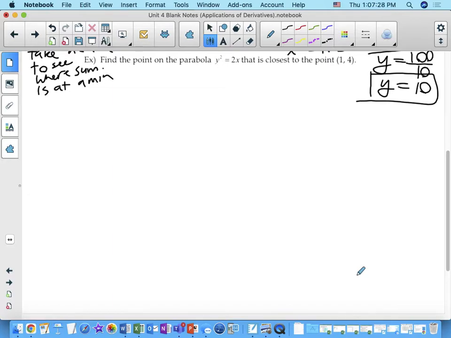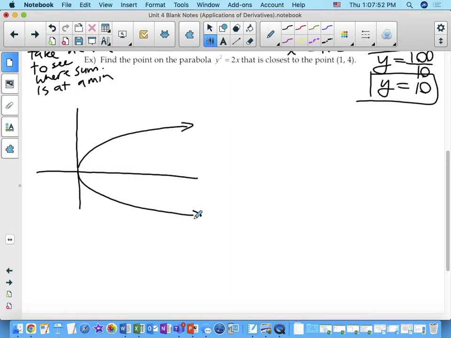Okay, so this is a parabola that goes sideways, right? Because it's the inverse of x squared equals 2y, or y equals x squared over 2, right? So this is going to look like this, roughly. I don't have to be too precise here, but there we go. Okay, and then we've got this point (1, 4).